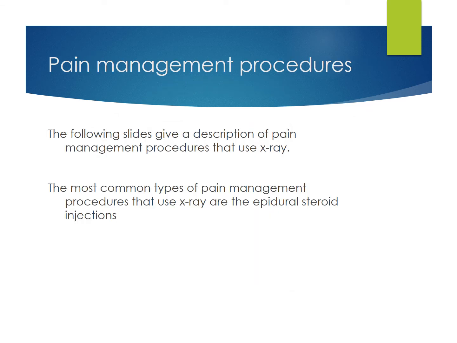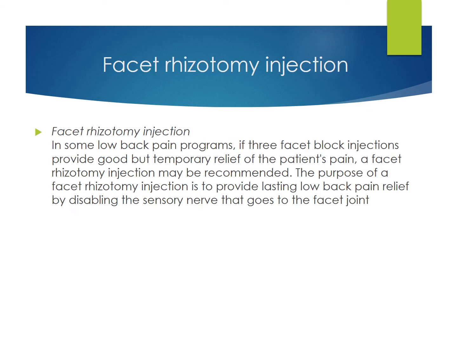Pain management procedures. The following slides give a description of pain management procedures that use X-ray. The most common types of pain management procedures that use X-ray are the epidural steroid injections. Facet rhizotomy injection. In some low back pain programs, if three facet block injections provide a good but temporary relief of the patient's pain, a facet rhizotomy injection may be recommended. The purpose of the facet rhizotomy injection is to provide lasting low back pain relief by disabling the sensory nerve that goes to the facet joint.